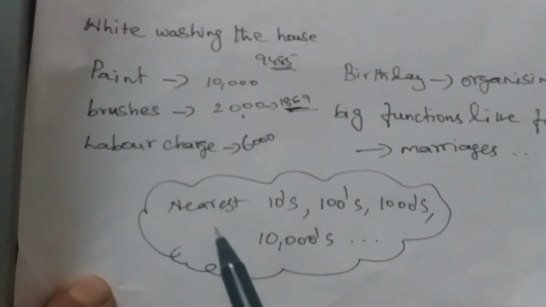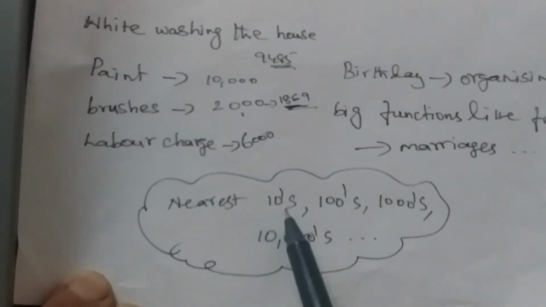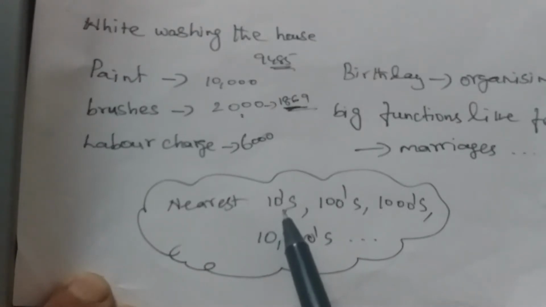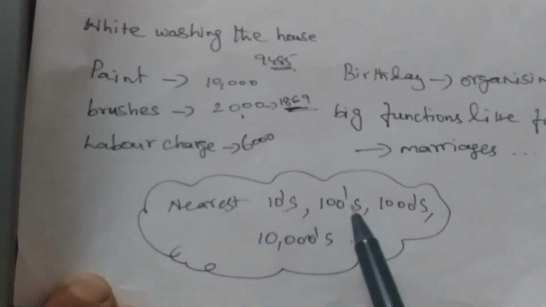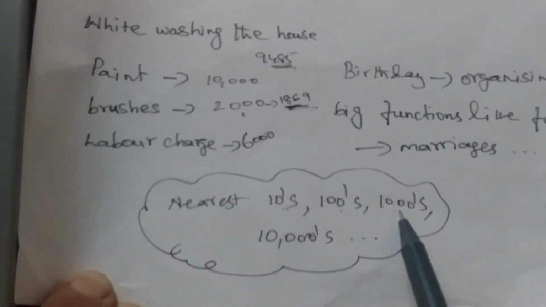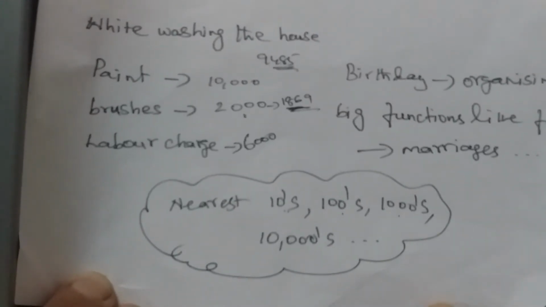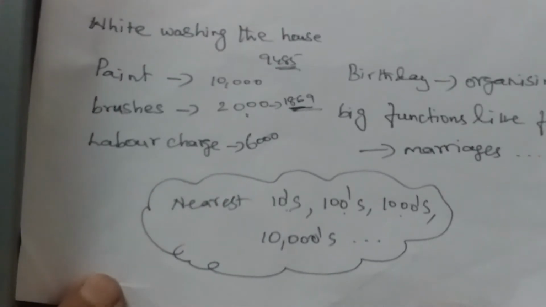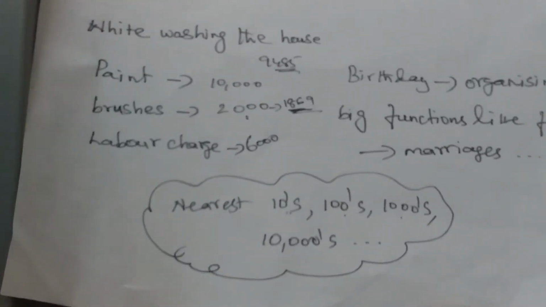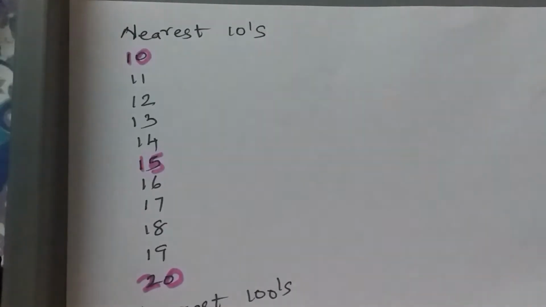So how do we estimate? We estimate to the nearest tens. If the amount is less, if the number is small, we estimate to the nearest tens. If it's a little bigger than that, nearest hundreds, nearest thousand, nearest 10,000, and so on. Any given number can be estimated. Now let us see how to estimate to the nearest tens.